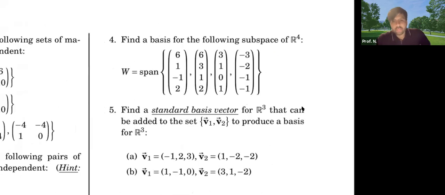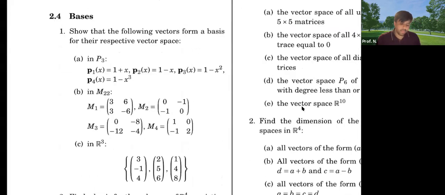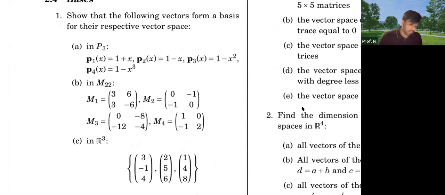So this whole section on bases, as you notice, it says show that something's a basis, right? So then again, P3, M22, R3 is like the common thing. So don't be afraid when you see that on the test. This is going to happen. You're going to have some kind of concoction of P3, M22, and R3.